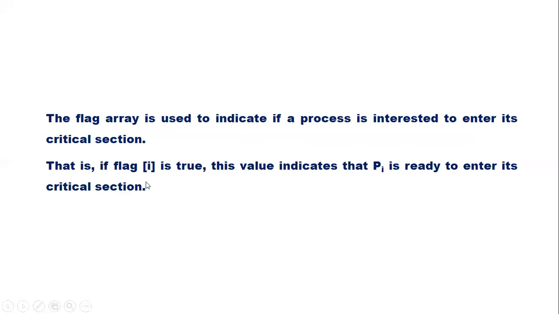The flag array is used to indicate if a process is interested to enter its critical section. That is, if flag[i] is true, this value indicates that Pi is ready to enter its critical section. Similarly, if flag[j] is true, then it indicates that Pj is ready to enter its critical section. The shared variables flag[0] and flag[1] are initialized to false because neither process is yet interested in the critical section. The shared variable turn is set to either 0 or 1 randomly.